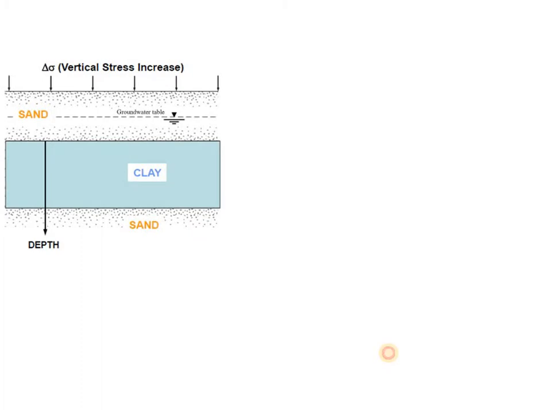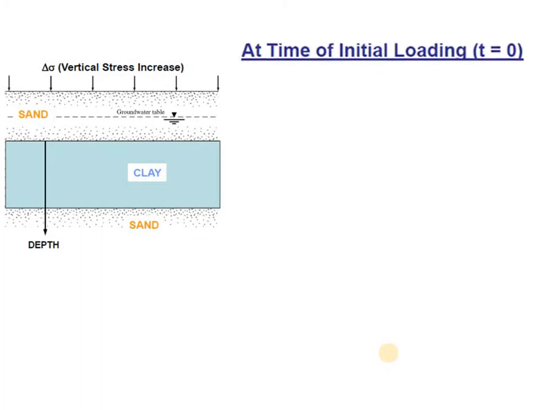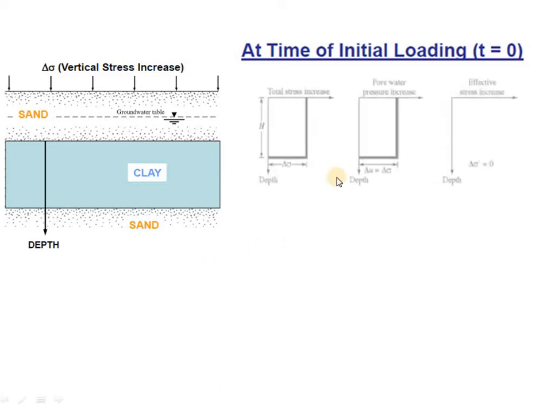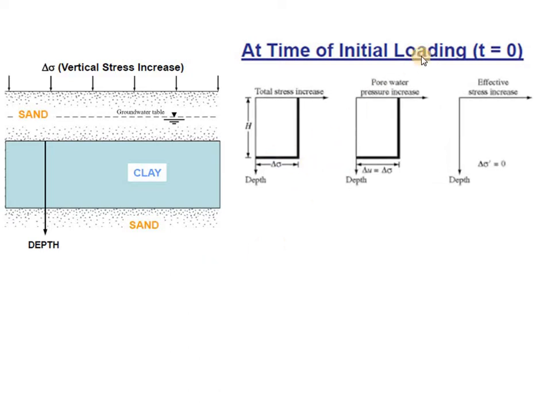So next, if you are having the same figure, what will be the time? With respect to time, at initial loading, t is equal to 0. When you are having initial loading, this is your stress and this is your height with respect to the depth, and this is the total stress increase. When pore water pressure increases, then delta U will be equal to delta sigma. So that means pore water pressure is equal to the vertical stress.